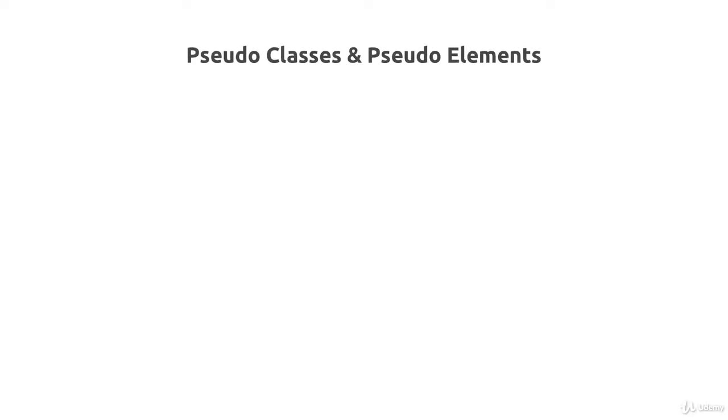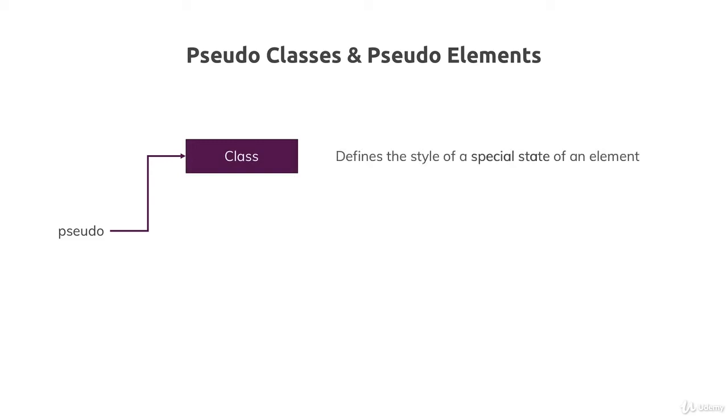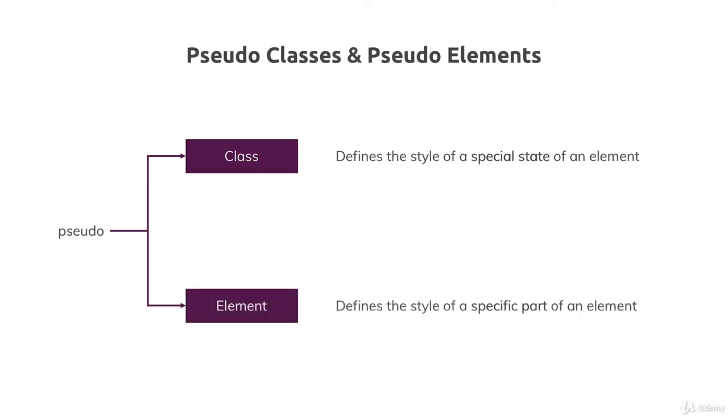We actually have to differentiate between pseudo classes and pseudo elements. So what does this pseudo thing mean? Pseudo classes allow us to define a style for a special state of an element, like the hover or active state. Pseudo elements allow us to define the style of a specific part of an element.